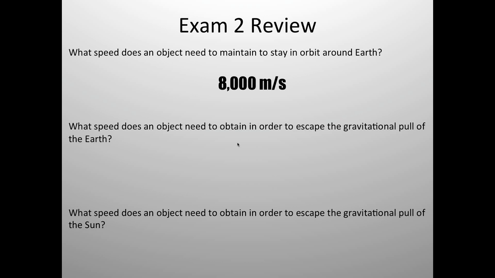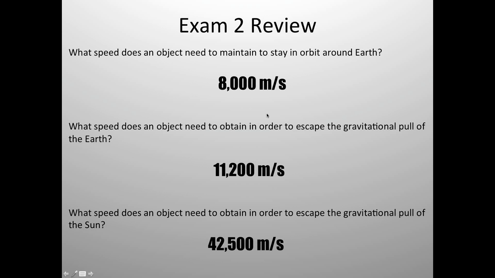What speed does an object need to obtain in order to escape the gravitational pull of the Earth? And the answer for that is 11,200 meters per second. And then finally, the speed that an object needs in order to escape the gravitational pull of the solar system or the sun. Remember, the sun contains over 99% of the mass of the solar system, so the escape speed for the solar system is pretty much the escape speed of the sun, and that speed is 42,500 meters per second.